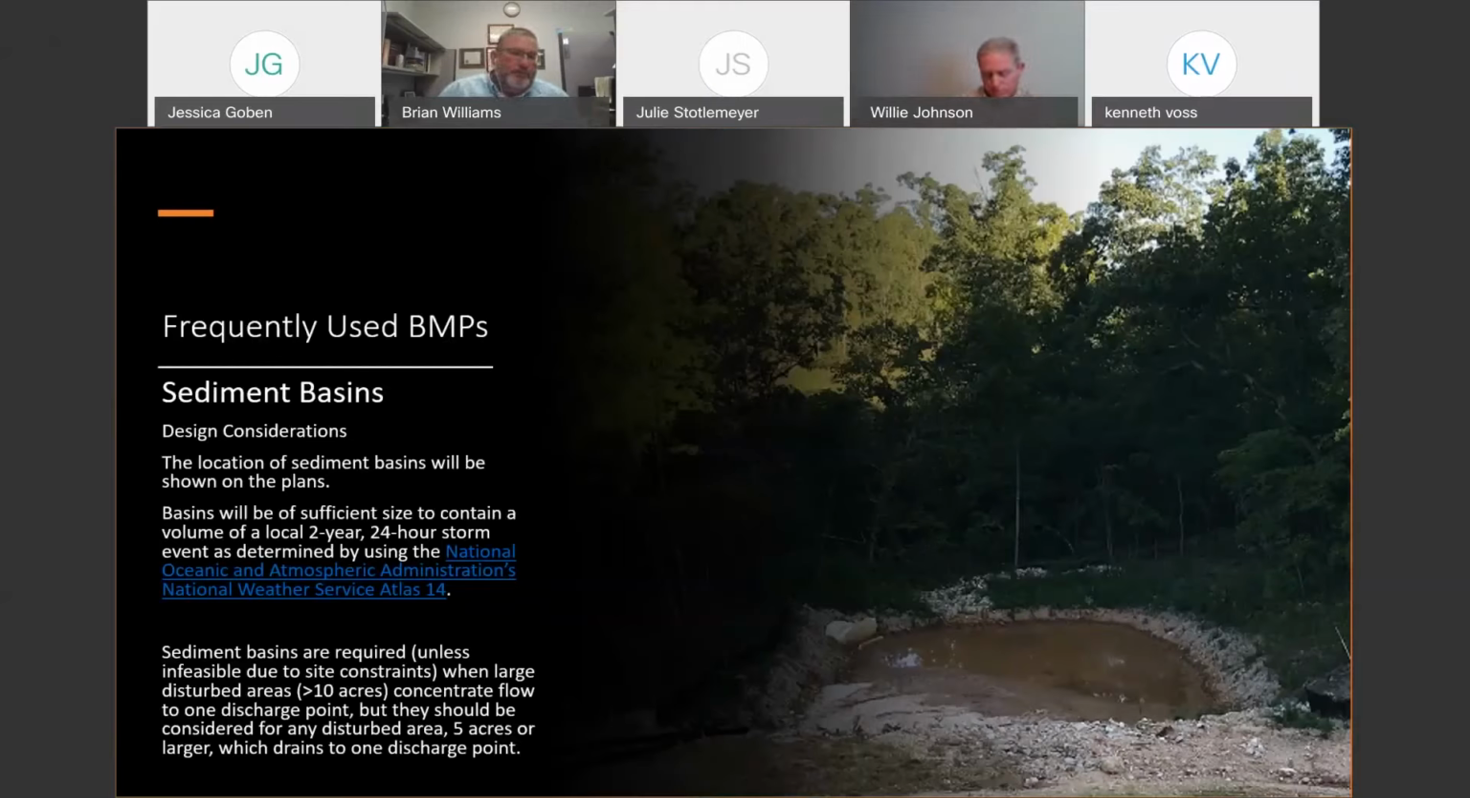So from the design perspective, we need to make sure that we document that so we can get that in the SWPPP for that project. That way, if DNR comes and takes a look at our site and wants to know why we don't have a sediment basin over other BMPs, we can show that we've looked at the numbers and it was insufficient size, so we went with these other BMPs that equal the same protection.